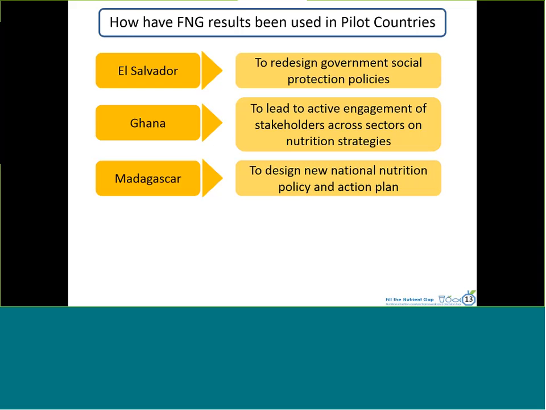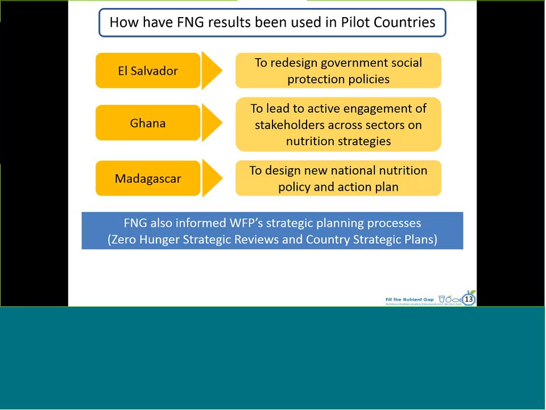In Ghana, the process really led to active engagement of stakeholders across different sectors. Some work on that had started, but they really needed a push and a focus. So that was what the Fill the Nutrient Gap analysis helped to achieve. And in Madagascar, the analysis was done at the moment of the design of the new national nutrition policy and its action plan. So through the analysis, that really informed the formulation of the policy.